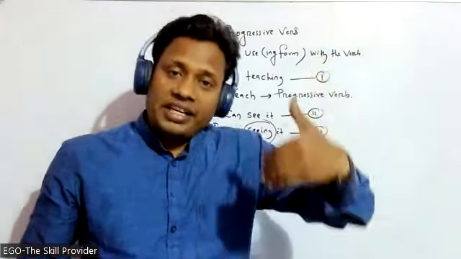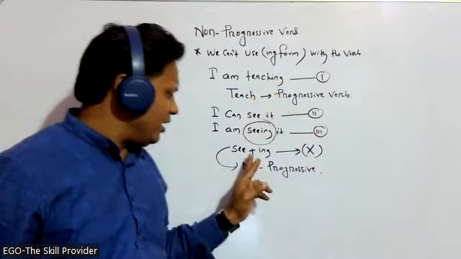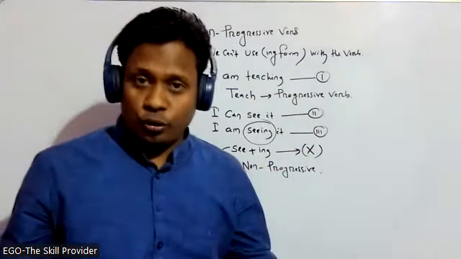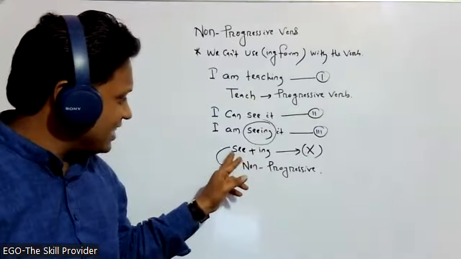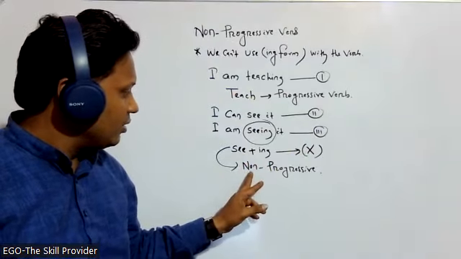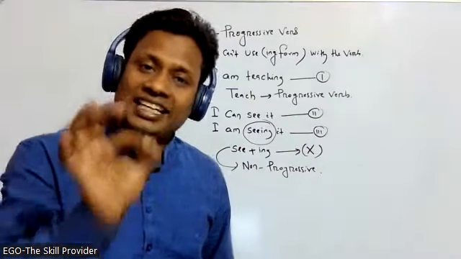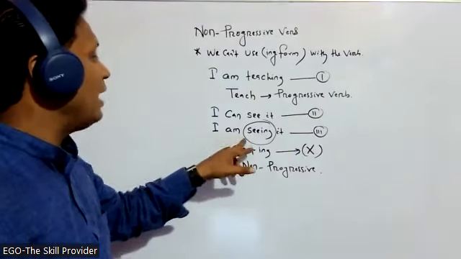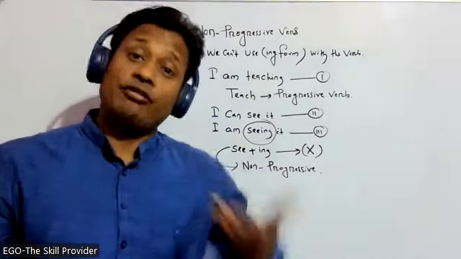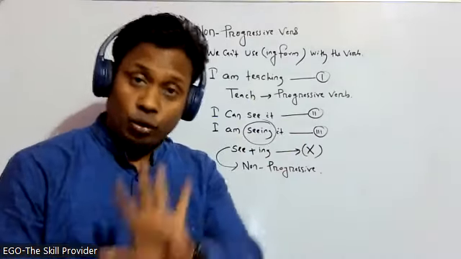So these are called non-progressive verbs, meaning English speakers can add ing form. But very sadly, or fortunately, unfortunately, we don't know. There are certain verbs like see, as I have given an example here. This is a non-progressive verb. That means you cannot use ing form with this. If you say I am seeing it, that means it has a different meaning altogether. I'm going to tell you, don't worry.